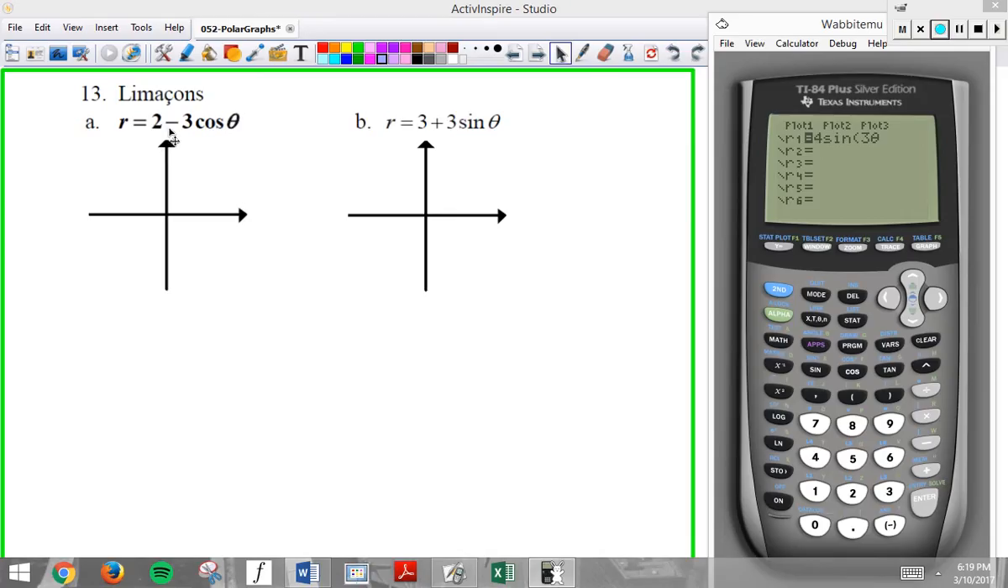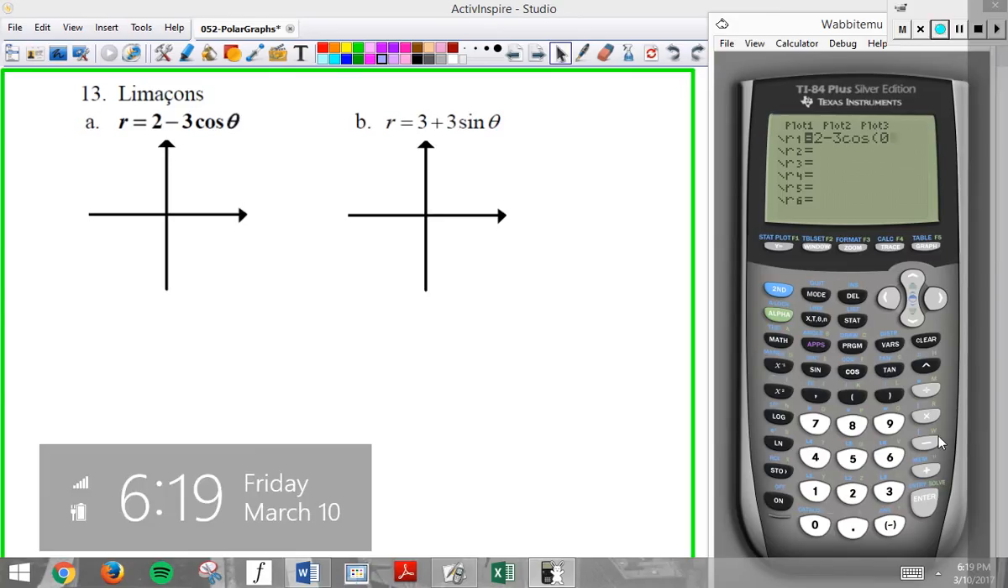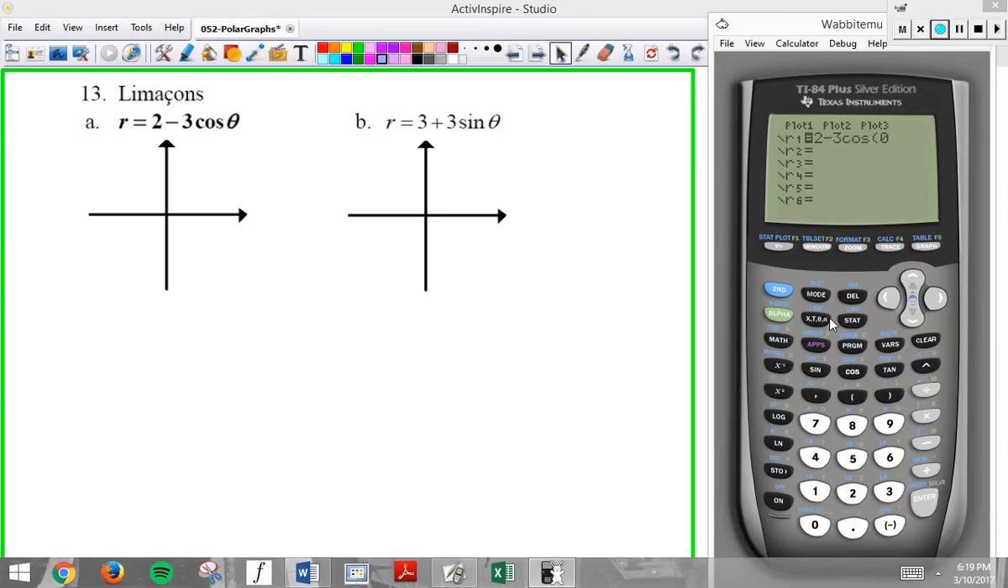So, 2 minus 3 cosine. So just overtype whatever's in there. No, not 0. That's such a common mistake. And I totally did it because I'm exhausted. It's 6:19. I got here at 5:30 this morning. I've been at school longer than 12 hours. All right, theta. No, don't do that. Delete. It's hard to type on this thing. Cool.